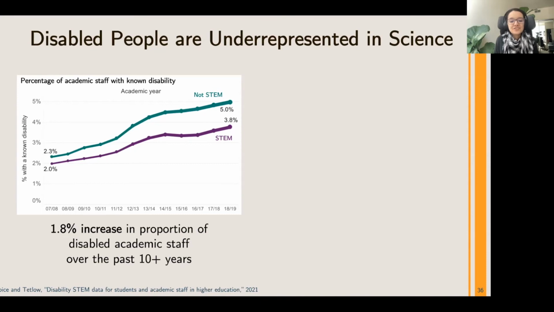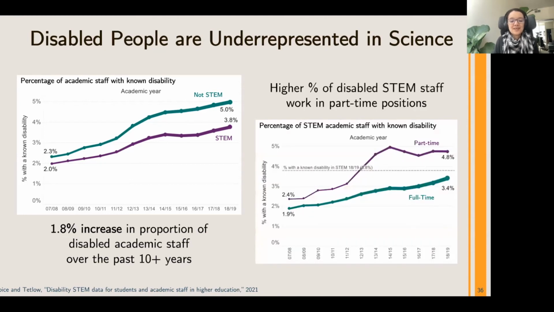Over the past 12 years or so, there's only been a 1.8% increase in the number of disabled academic staff in STEM. And oftentimes, when they do manage to make it into these positions, they tend to make up a slightly higher percentage of part-time staff than full-time staff. Now, admittedly, in some cases, this could be because part-time is a lot more suitable for their needs. But I think it's safe to say that some of it is also partially stigma, discrimination, and microaggressions, which all come into play.